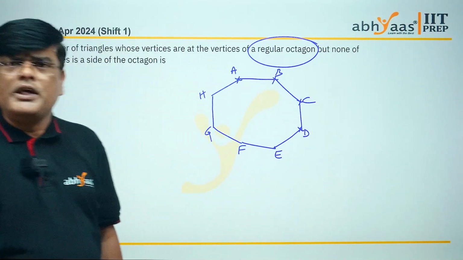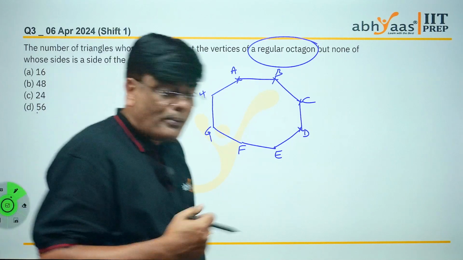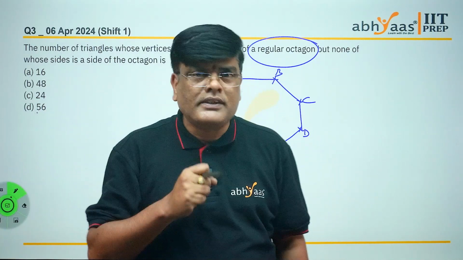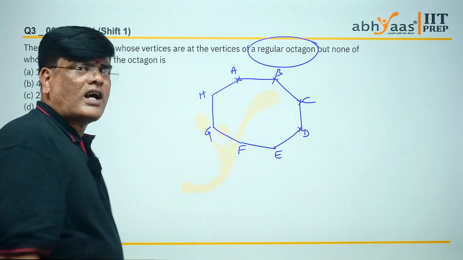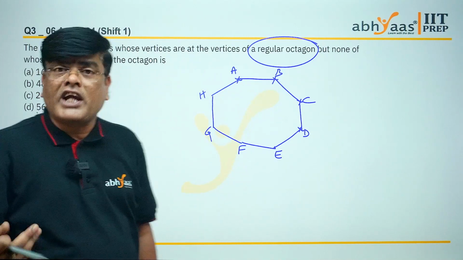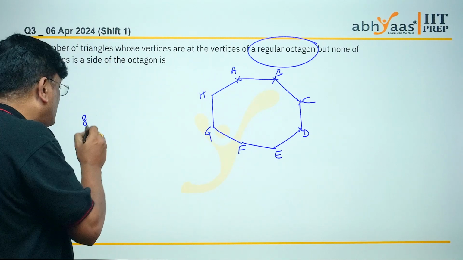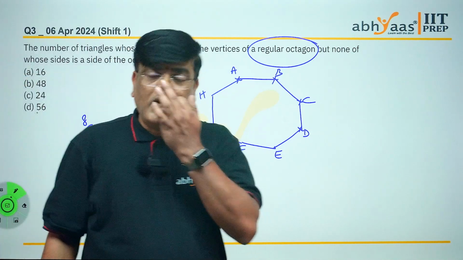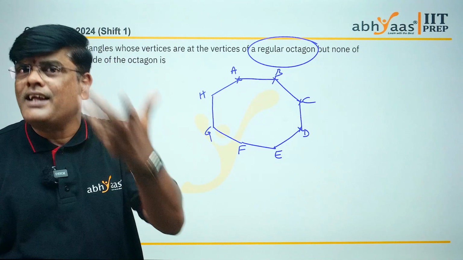Now, to form a triangle, how many points do we need? We have to select 3 points. That means with the vertices of this octagon, how many triangles can we form? 8C3 triangles we can form. But in this counting, there is an error.